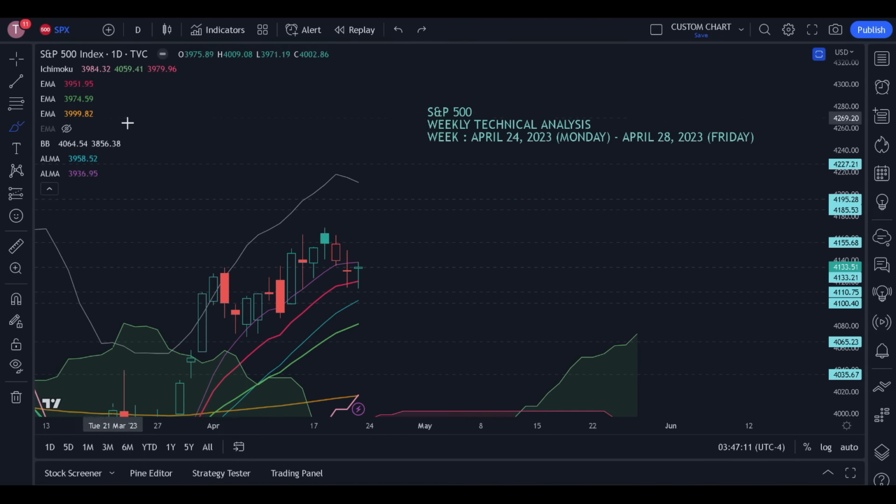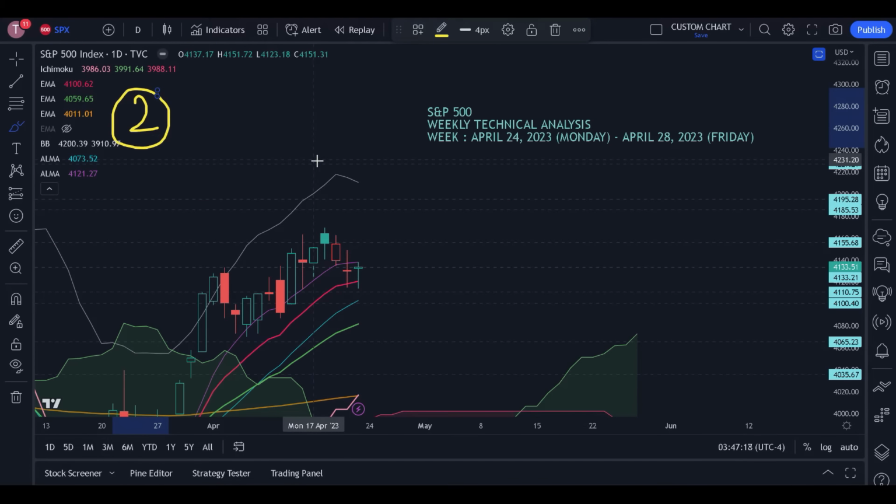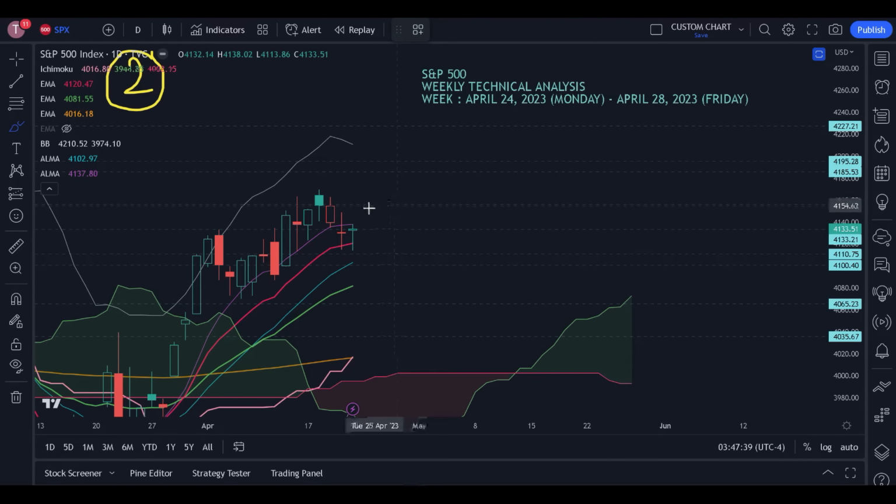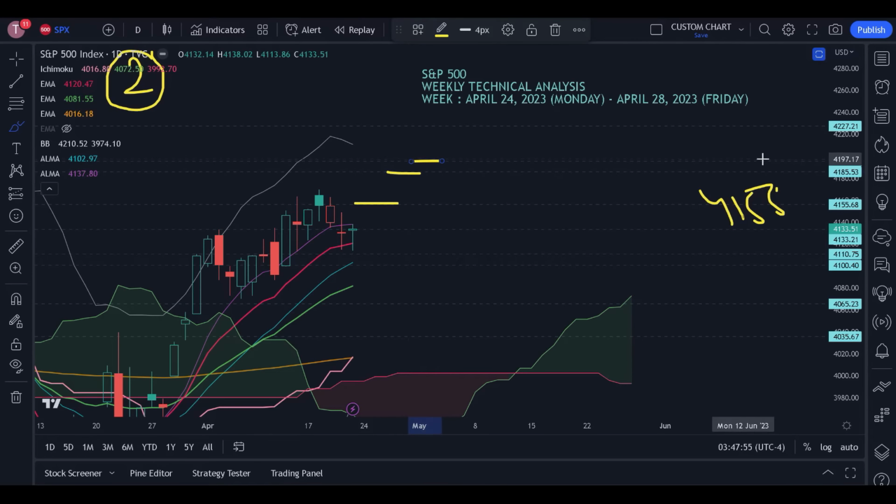Now guys, this is the second point of the agenda of this S&P 500 weekly technical analysis, which is for the week of April 24th, that is from April 24th Monday through April 28th Friday. So now the support and resistance levels. Now the most important resistance level will be, once again, 4155. This is the most important resistance level, 4155. Multiple rejections from 4155, very strong resistance level. Thereafter comes 4185 and then 4195.